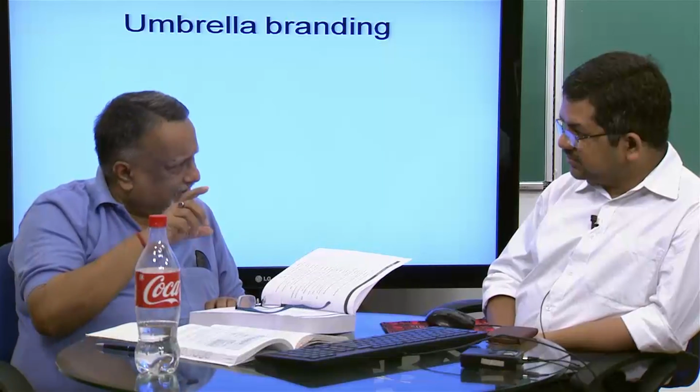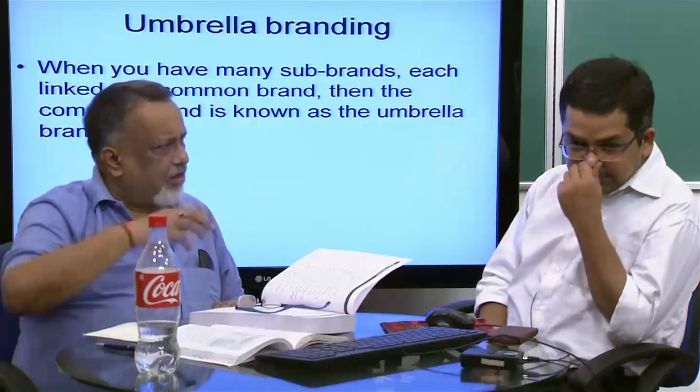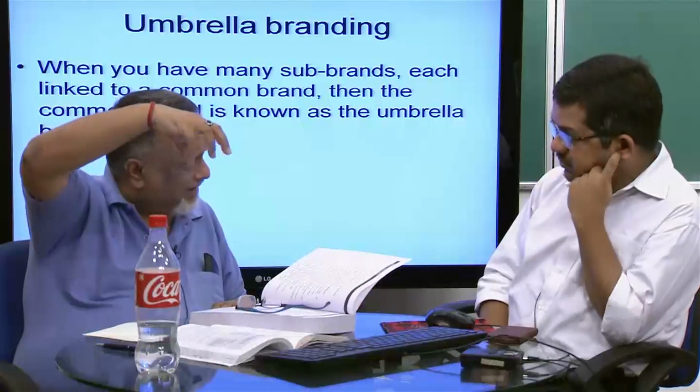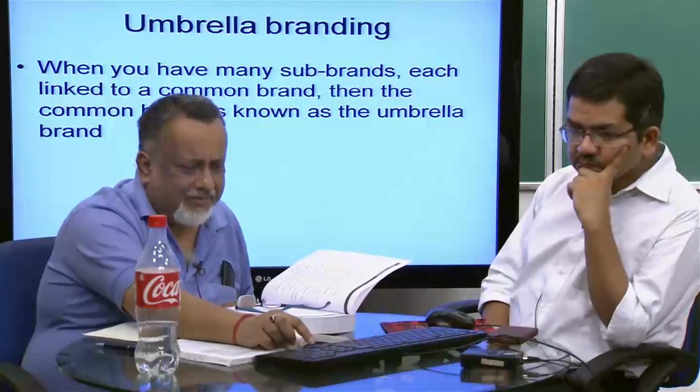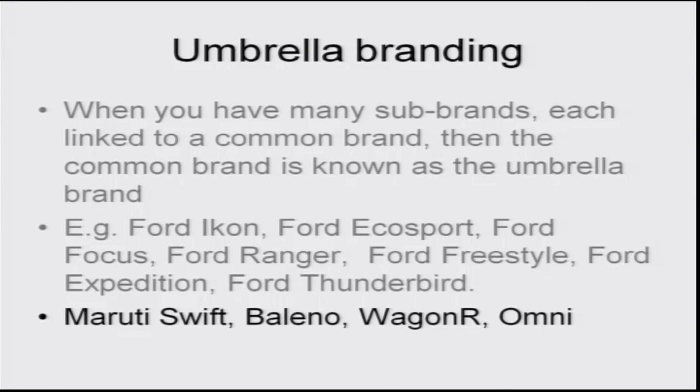brings us again to a little more explanation on this parent brand or umbrella brand. So, when all these sub brands are linked to the main brand, then that is what we are calling an umbrella brand, and the umbrella concept has more power. So, remaining within the transportation category, Ford Icon, Ford EcoSport, Ford Ranger, these are all different types of sub brands that can be created, or Maruti Swift, Baleno, etc. That can be done.